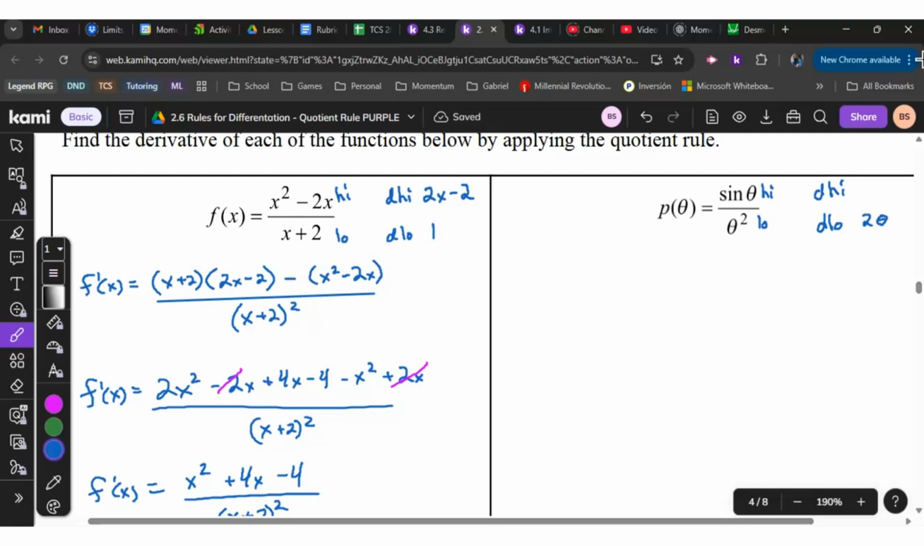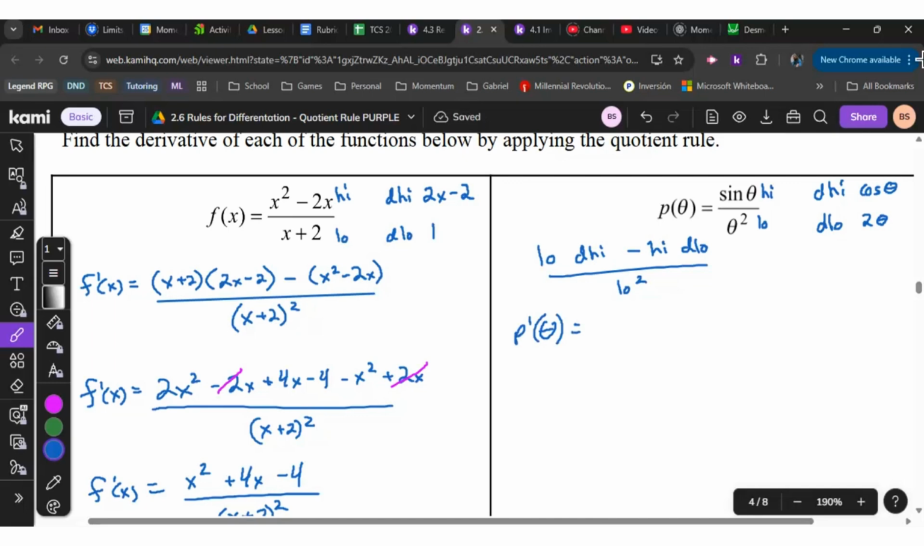All right, and yes, you were right here. Luciana, you had said sine. This is cosine. You're correct. Cosine theta. Then we can go ahead and write it, because remember, we've got low d high minus high d low over low squared. So let's go ahead and write that out then.